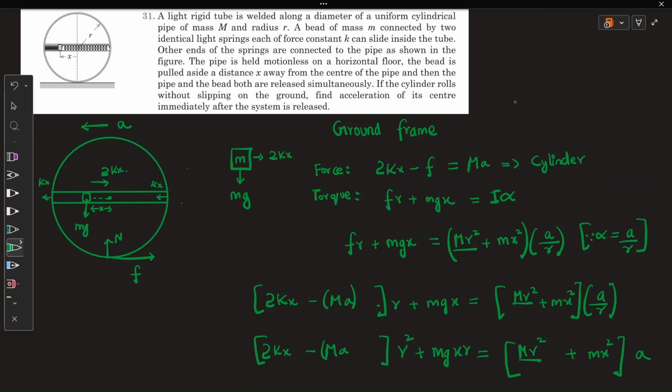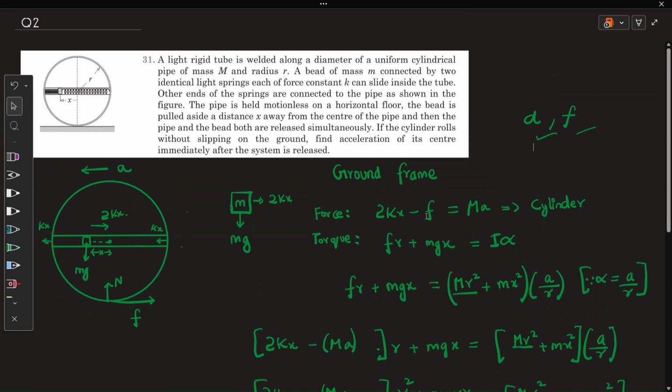The only thing is, I have assumed two unknowns, a and f. So I need two equations to find these values. So I have these two equations, force equation and torque equation, to eliminate these two, acceleration and friction, so that I can find both of these. Okay, I found the relation between f and a. So I will replace the places where f is there with a, so that I can find a. So if we have n number of variables, you need n equations to solve it.